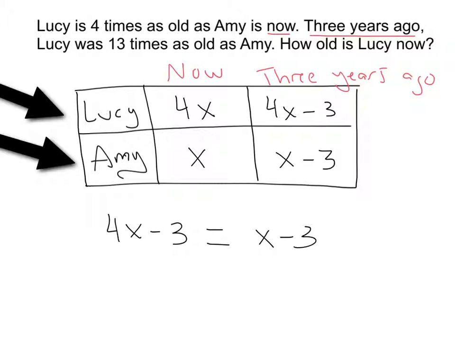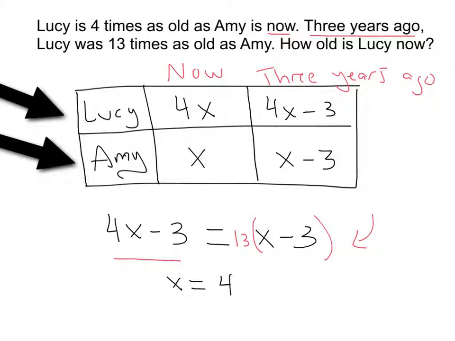All right, once again, it states that Lucy, which is the 4x minus 3, is 13 times bigger than the x minus 3. So in order to set these equal to each other, I am going to multiply the right side by 13. So we can make it even and we can set them equal to each other. All right, there you go. There's your equation. Now if you solve that equation, you're going to get x is equal to 4.